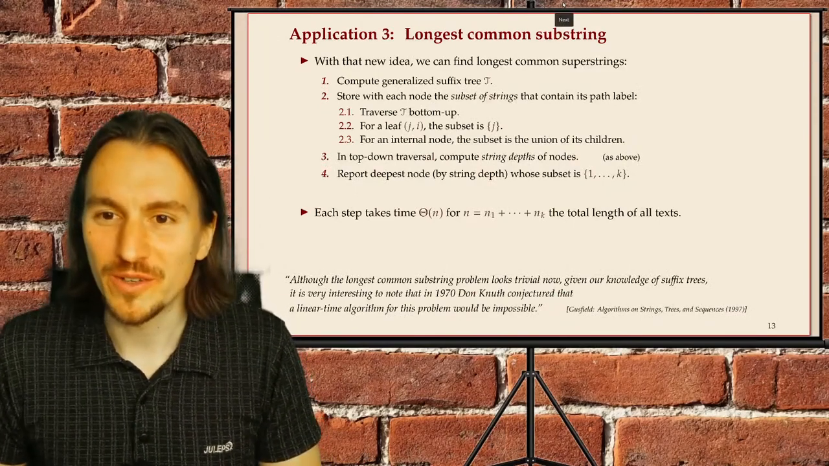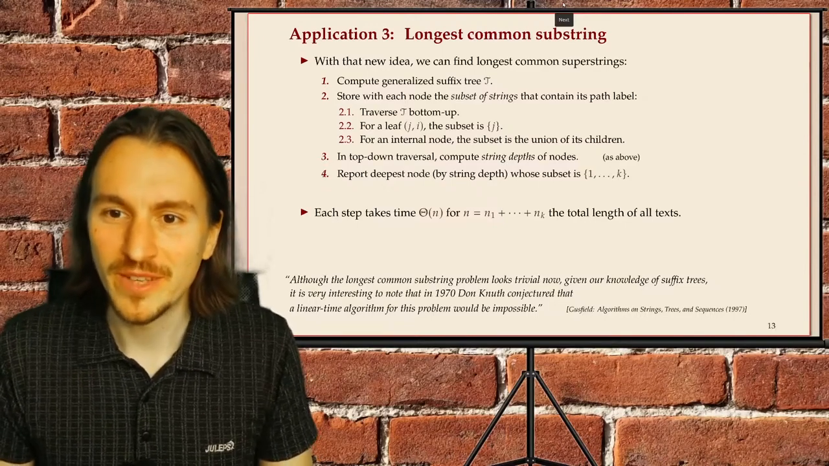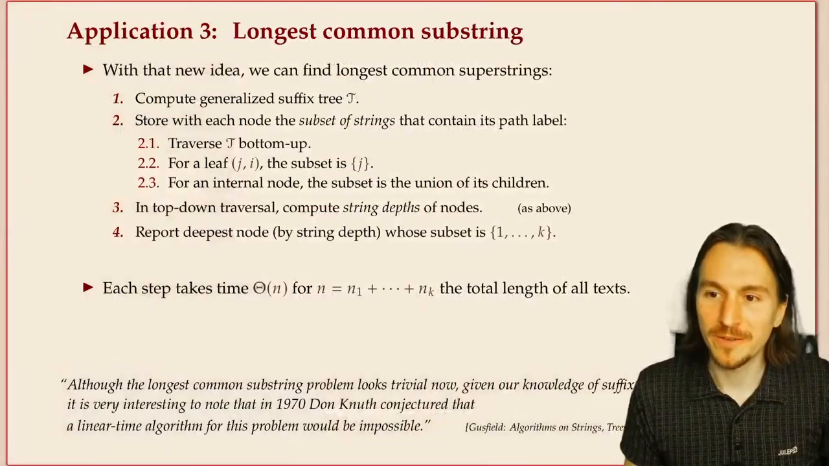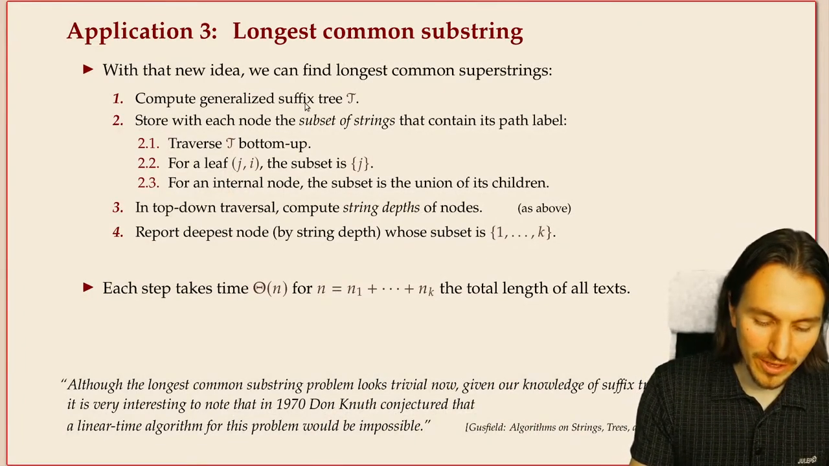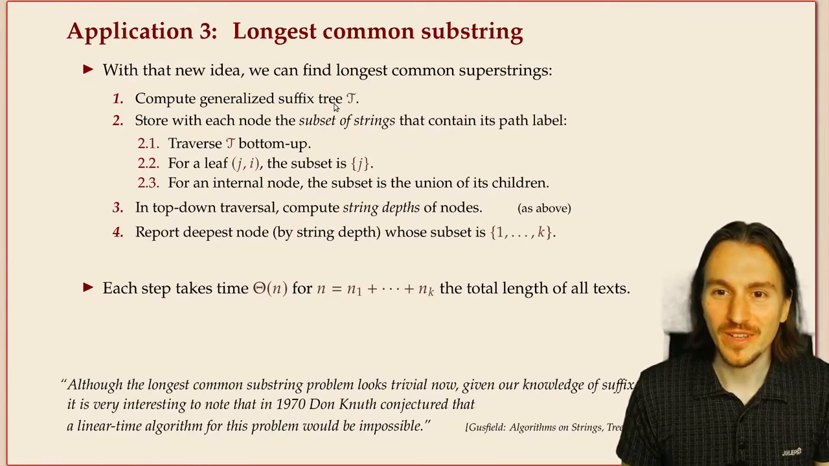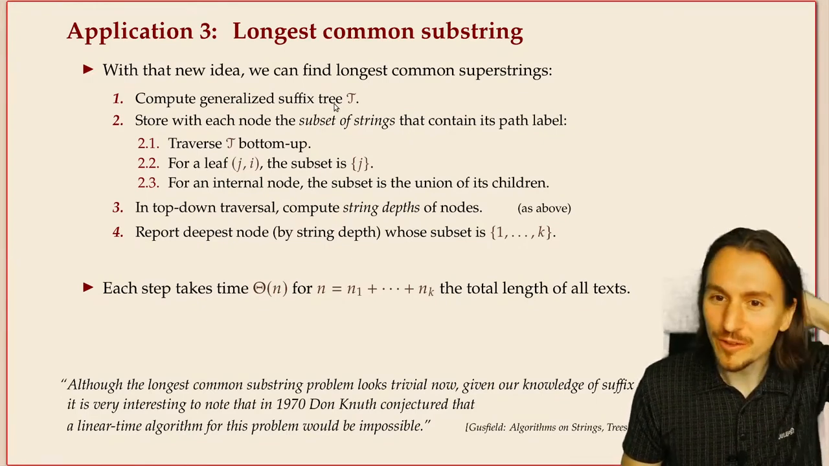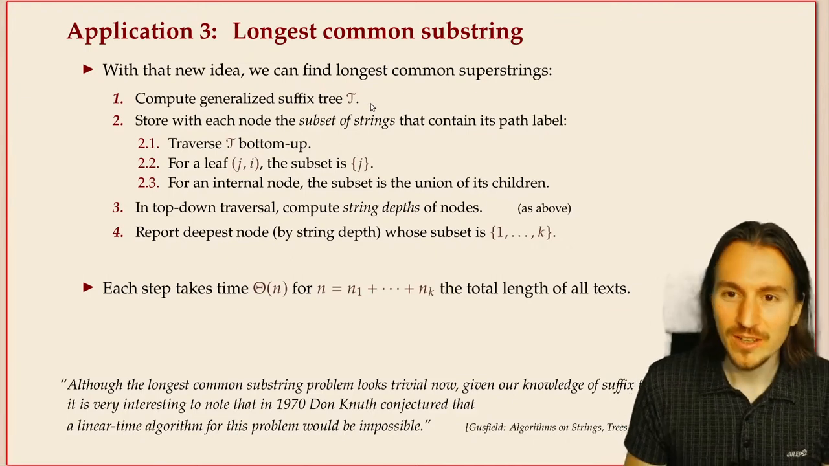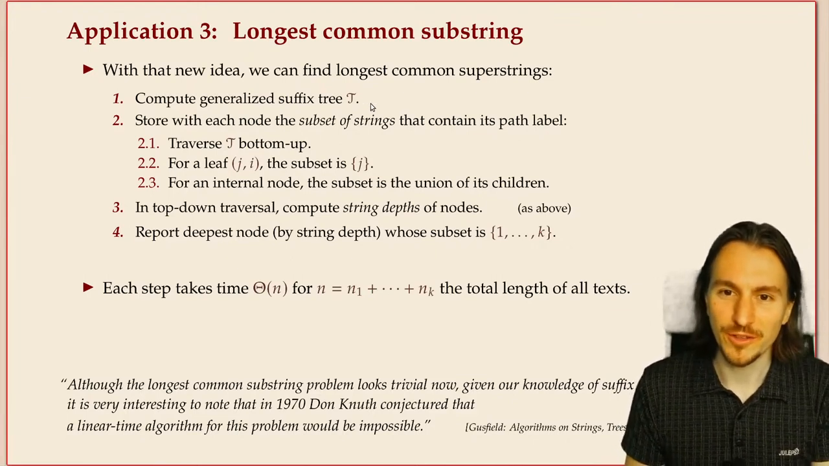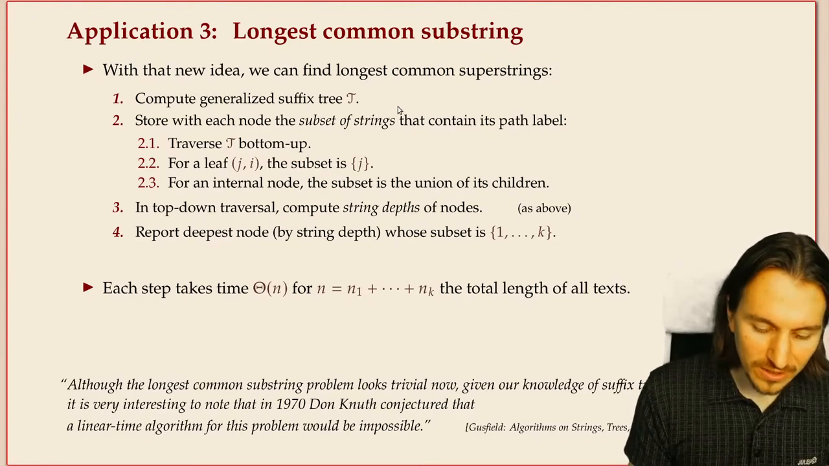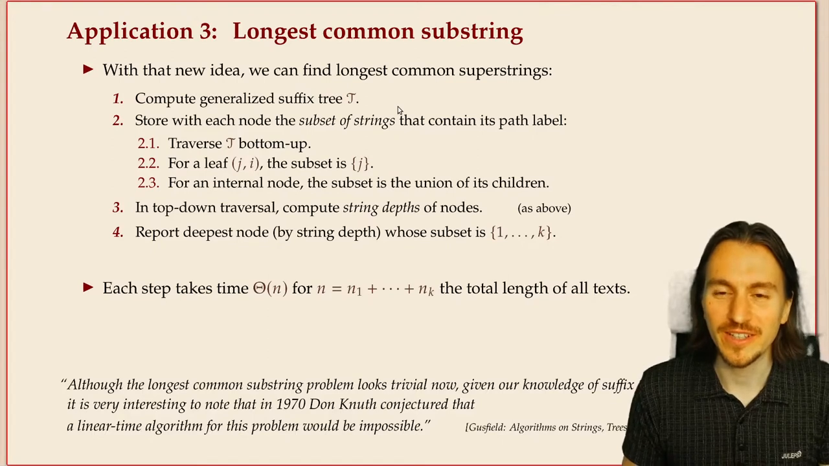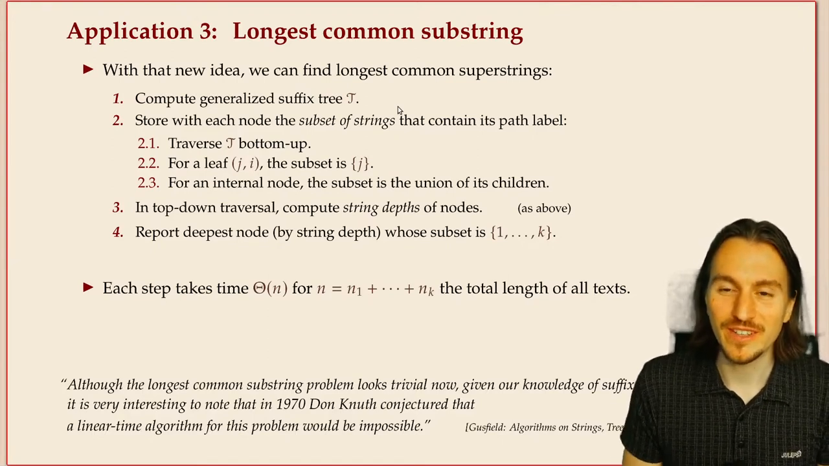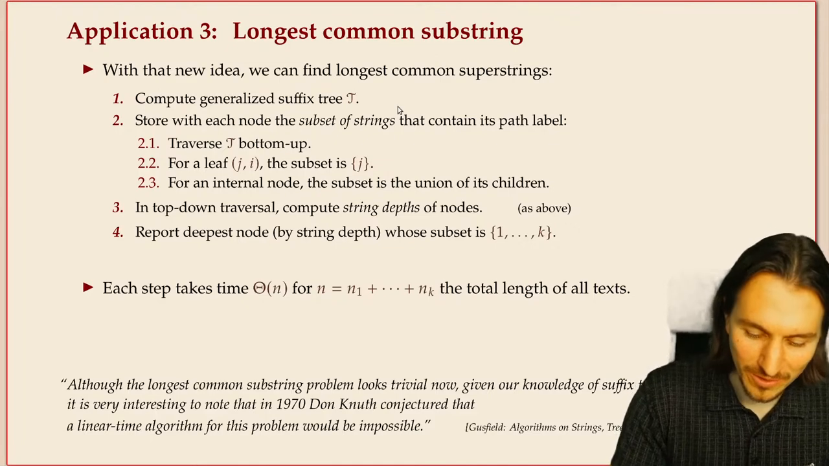So how can we do this now systematically and using suffix trees? Here's an algorithm. Of course, we start with computing the generalized suffix tree. There will be an example on the next slide, but I want to give you the algorithm first. You compute the generalized suffix tree for all the strings. That is, the core information is in the tree, but you have to add a little extra information to find a substring that is common to all the strings.